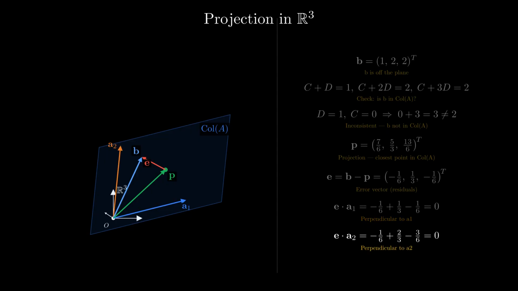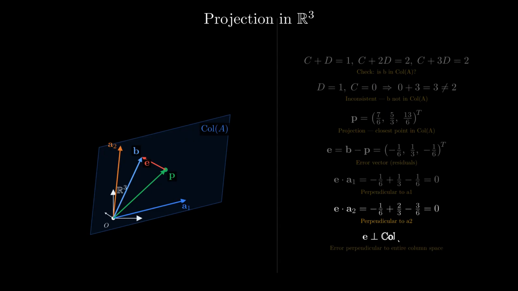Let's confirm e is perpendicular to the column space. e dot A1 equals negative 1/6 plus 1/3 minus 1/6, which equals 0. e dot A2 equals negative 1/6 plus 2/3 minus 3/6, which also equals 0. So e sticks straight out from the plane like a flagpole, perpendicular to the entire column space. Both pictures give the same numbers. The insight is why: it comes down to a right angle.